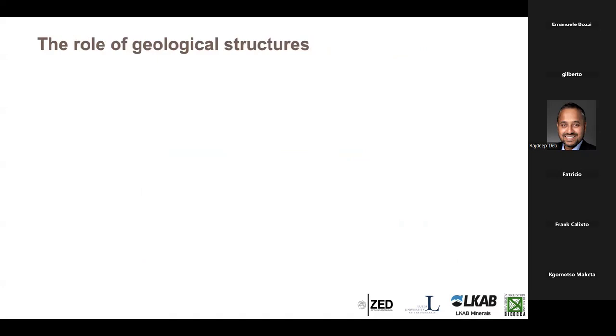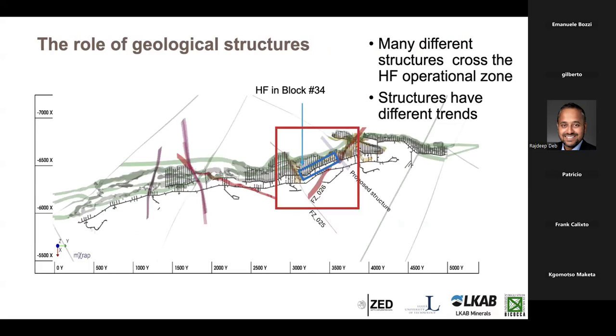So let's talk a bit about the role of the geological structures in confining the anomaly, the interaction of the P wave anomaly with the geological structures. We are talking about block 34 in Kiruna mine, and there are many different structures crossing the hydrofracturing operational zone, and the structures have different trends. Mainly we have fault zone 25 and fault zone 26, and a proposed structure that is running almost parallel, I would say, in this plot to fault zone 25.